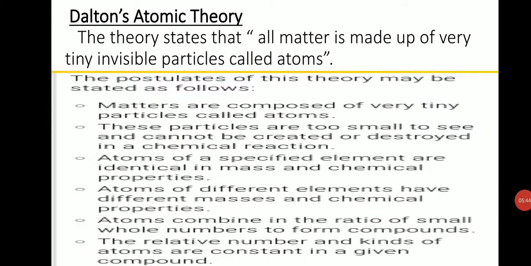The next one is, so hope you understood these two. Here the atoms of specified elements are identical in mass and chemical properties. Next one is atoms of different elements have different masses and chemical properties.